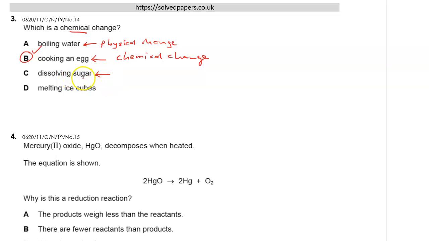When you dissolve sugar in water, you can still get back your sugar, right, by distillation. So this is a physical change. What about melting an ice cube? When you melt ice in solid state, you get liquid water. But you can freeze water back to get your ice. Therefore, these are physical changes as well. So the answer right there is B.